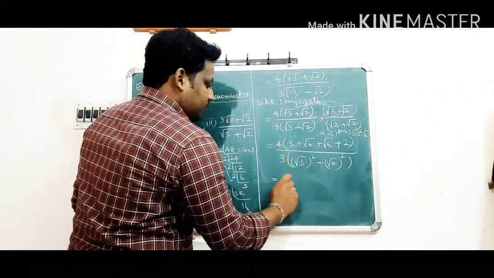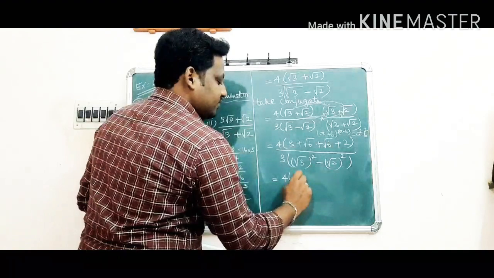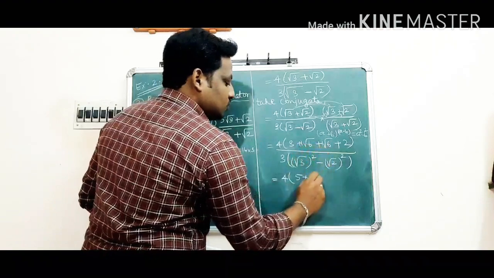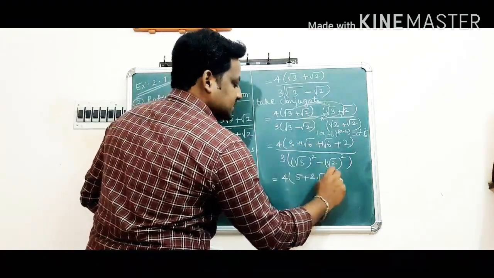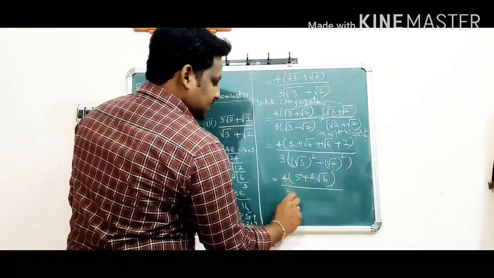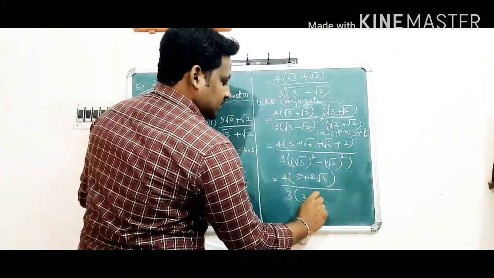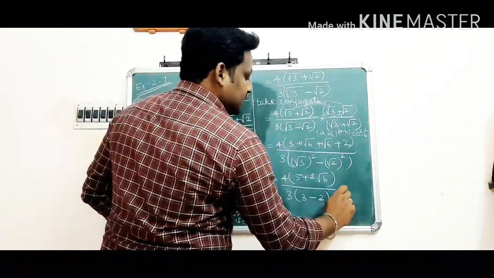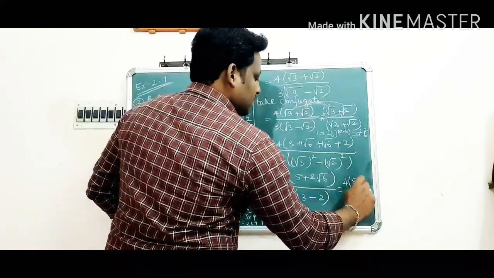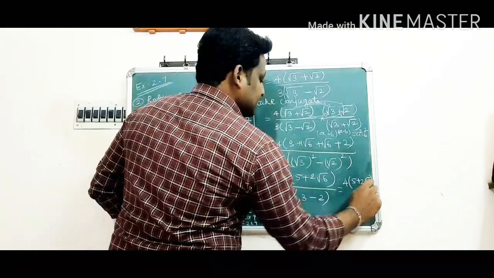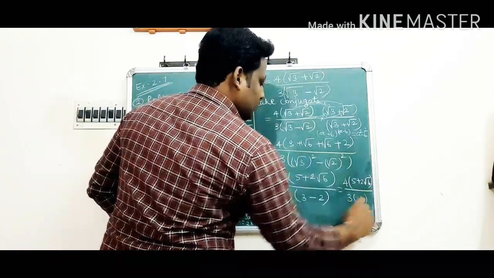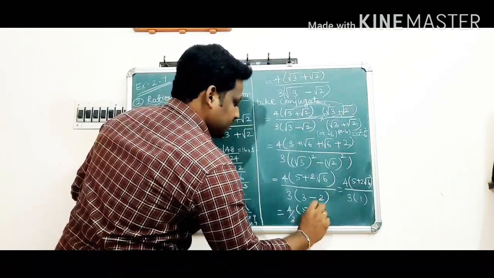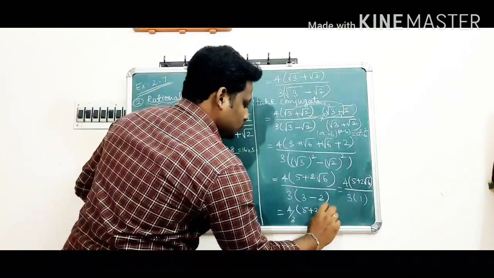So now 3 plus 2, 5, root 6 plus root 6, which means 1 root 6 plus 1 root 6, that is equal to 1 plus 1, 2 root 6 is common. So 2 root 6, the whole divided by root 3 square is 3, minus root 2 square is 2. So 3 minus 2, which is equal to 1. So that is equal to 4 into 5 plus 2 root 6, whole divided by 3 into 1. That is equal to 4 by 3 into 5 plus 2 root 6.